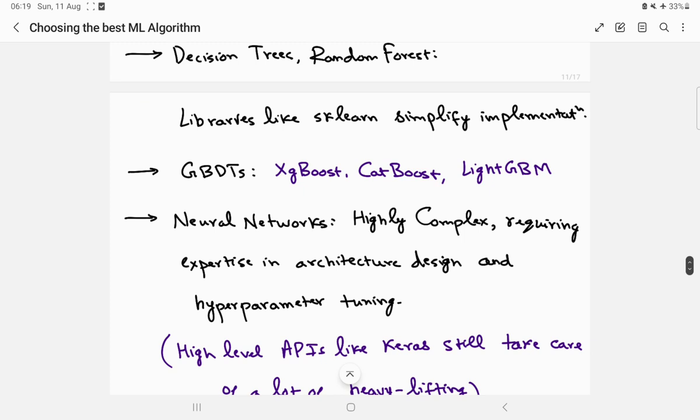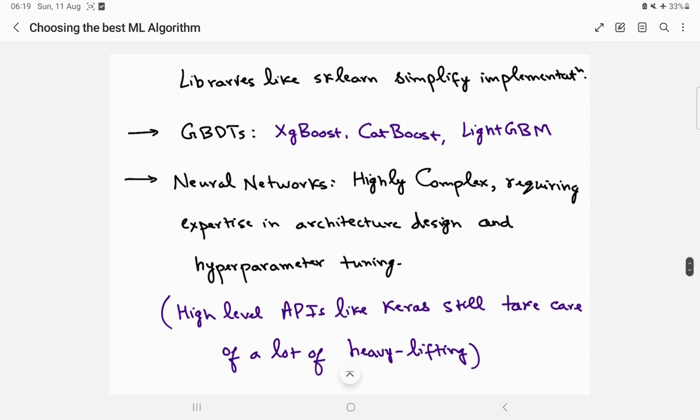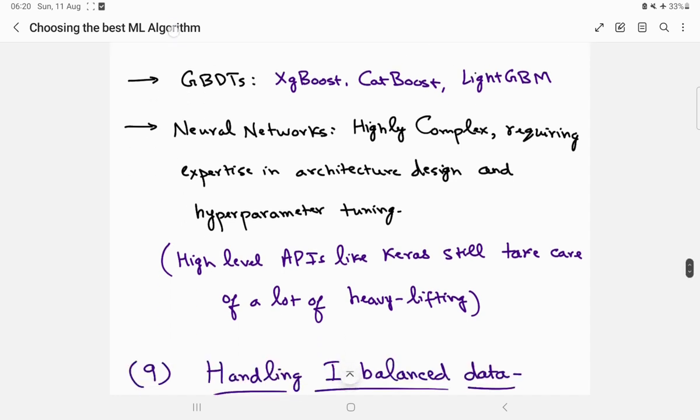When it comes to decision trees and random forests, again, libraries like scikit-learn simplify the implementation to a great extent. And again, for GBDTs also, you do have libraries like XGBoost, CatBoost and LightGBM that can take care of all the heavy lifting, and it makes it a cakewalk to just implement all of these algorithms in a day-to-day workflow.